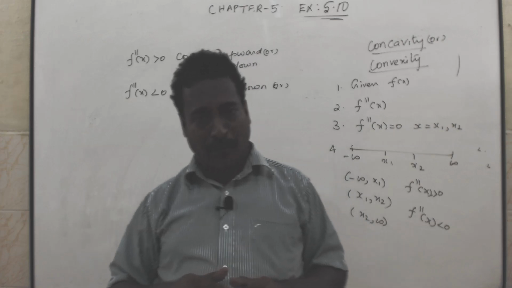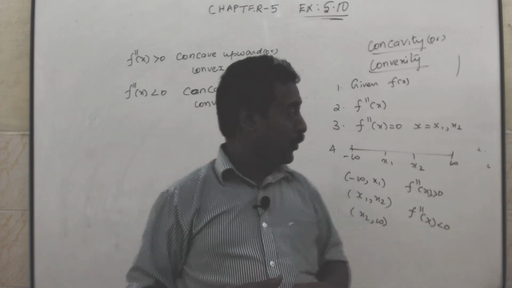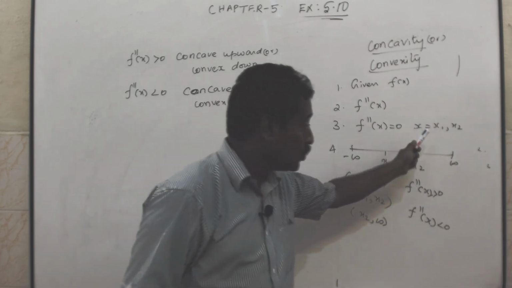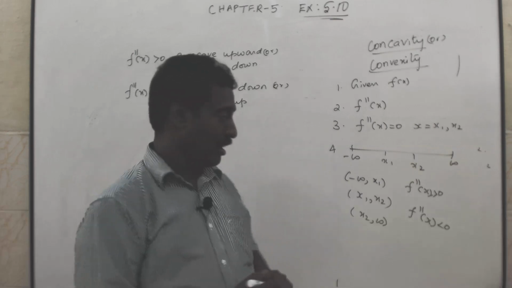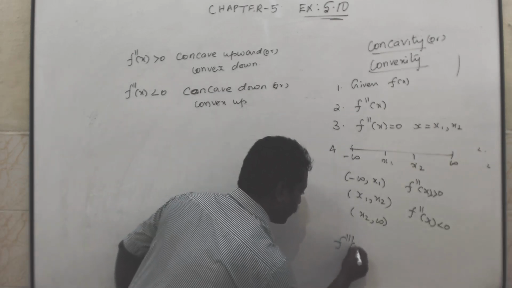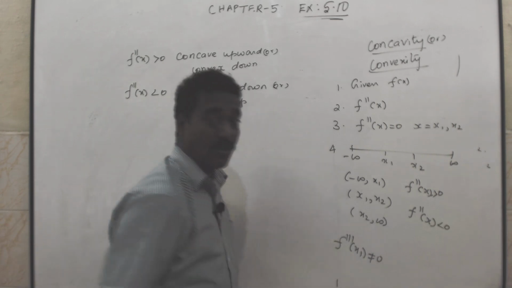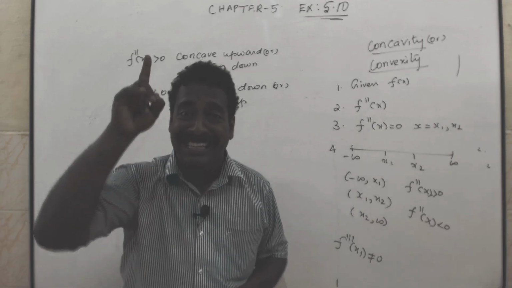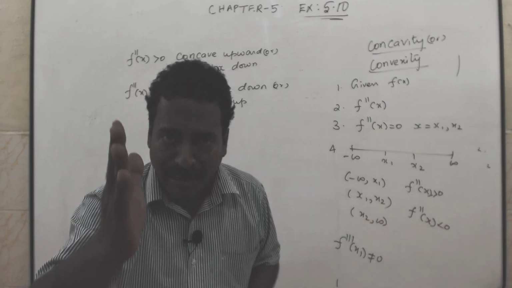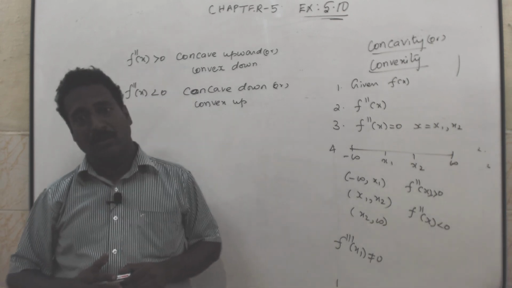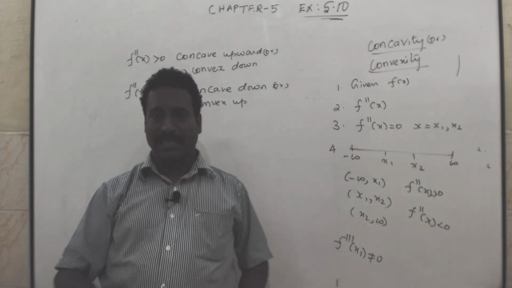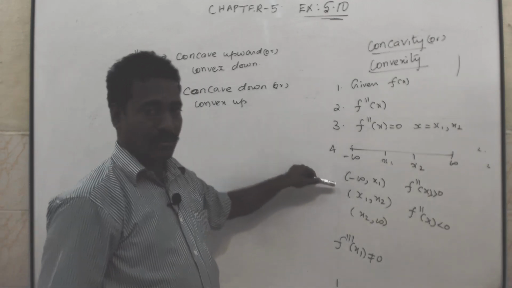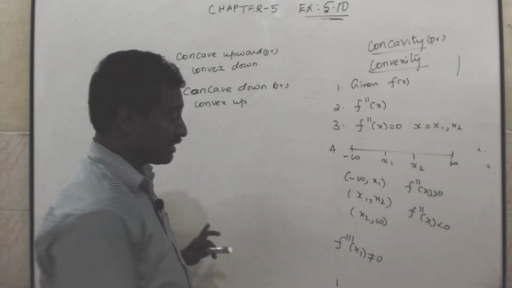One more definition for point of inflection. When we put f double dash of x equal to 0, we'll get x equal to x1, x2. Now substitute these values in the third derivative. If f triple dash of x1 is not equal to 0, x equal to x1 is a point of inflection. That is, third derivative not equal to 0 at x equal to x1 means x equal to x1 has a point of inflection. This is the way to solve the problem to find convex or concave.